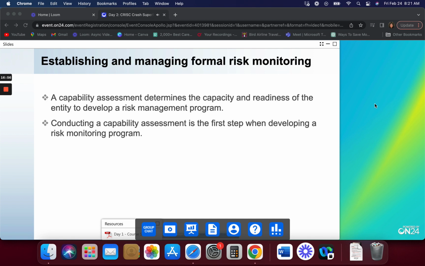What determines the capacity and readiness of an entity to develop its risk management program? That would be the capability assessment, likely against the capability maturity model with its 5 levels, you may remember. That's what we talked about yesterday, evaluating the effectiveness of the program. Again, what is the first step when developing a risk monitoring program? They say measure and monitor the risk program itself to see if it's still good. Conduct a capability assessment against your very own program in terms of your very first monitoring step.